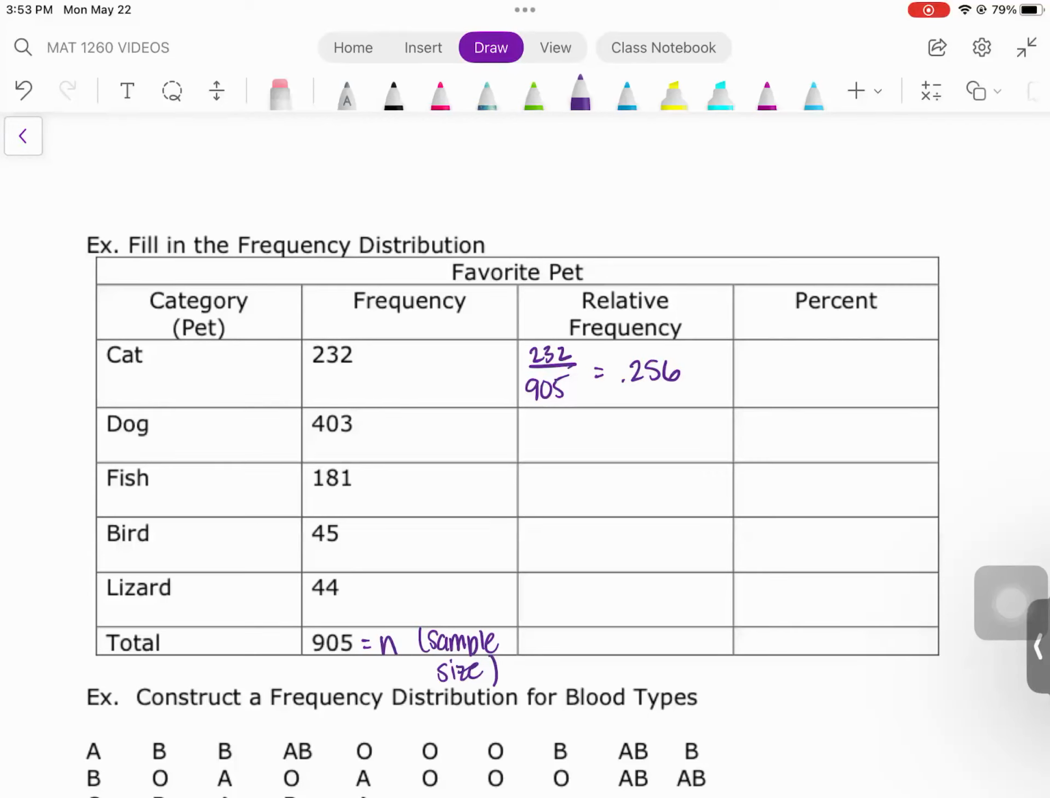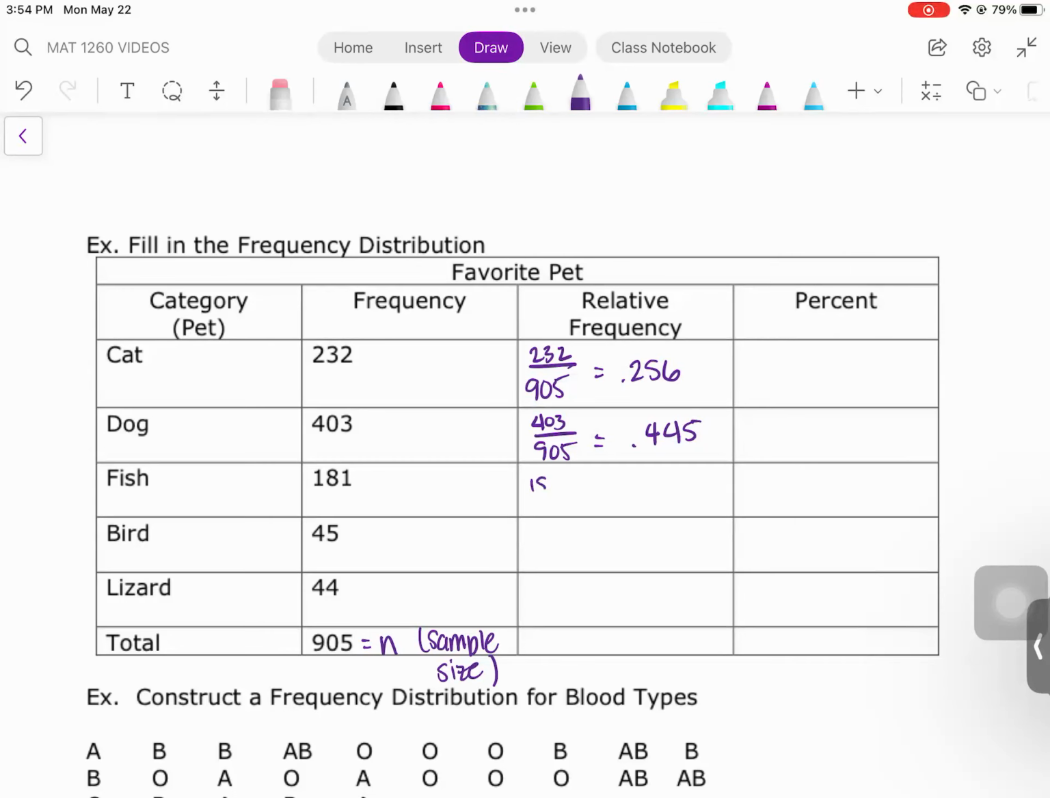In this video, you're going to start seeing some calculations. I've already done a lot of these calculations, so please feel free to pause at any time to go through and actually do these calculations in your calculator. We're going to be using Excel in the next couple of videos as well, which is a great option for calculators too. The relative frequency for dog, we're going to take 403 and divide it by 905, which as a decimal rounded to 3 decimal places is 0.445.